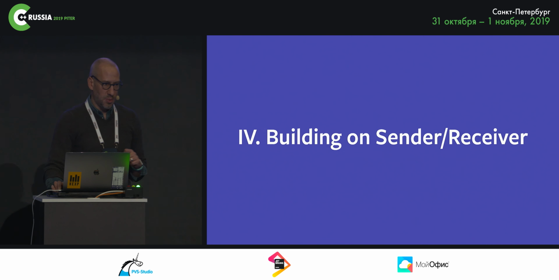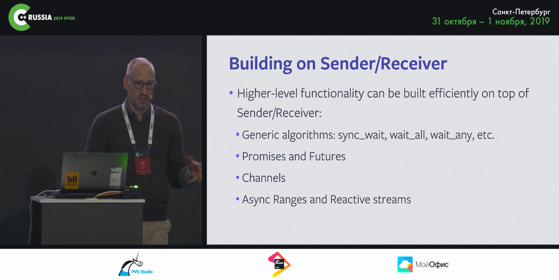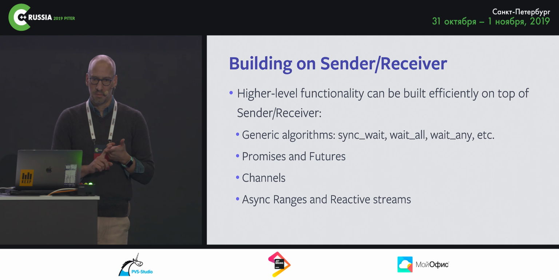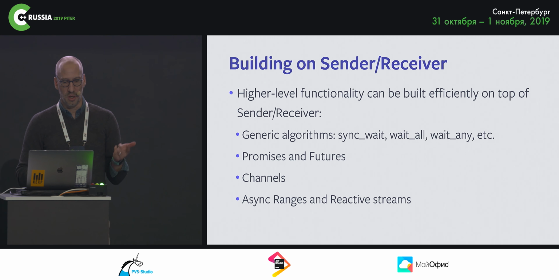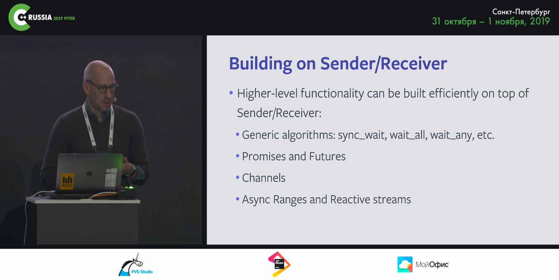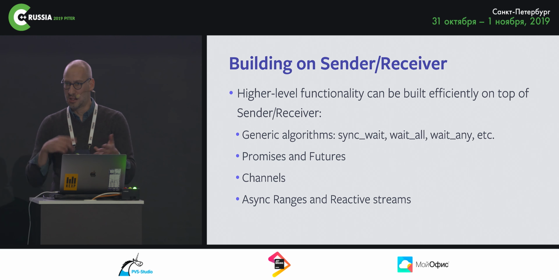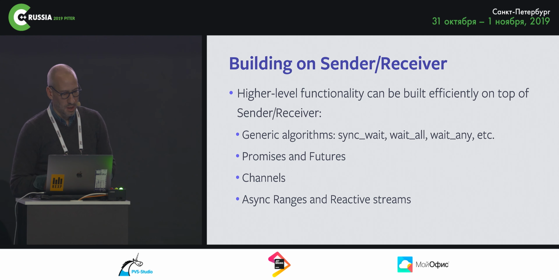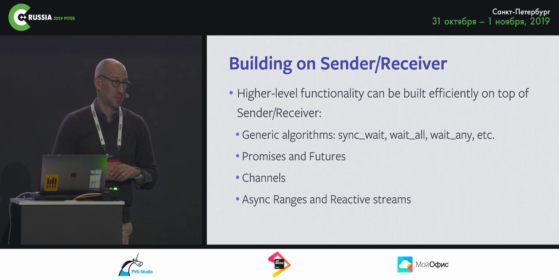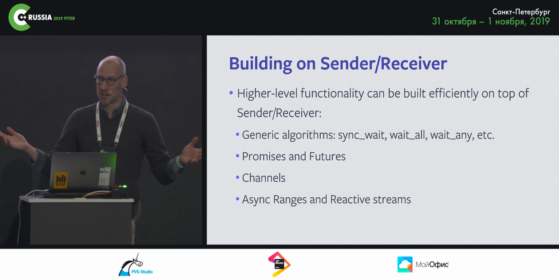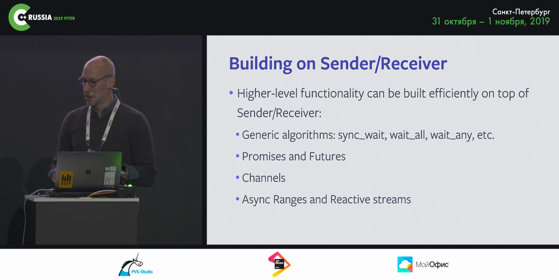So what else can we do with senders and receivers? Well, we've already seen that you can build generic algorithms on top of them. We've built sync wait, and we've built then as generic algorithms. You can also build wait for all and wait for any. You could build a sort of reactive programming library on top of sender receiver. You could build eager promises and futures, channels, asynchronous ranges, and reactive streams.